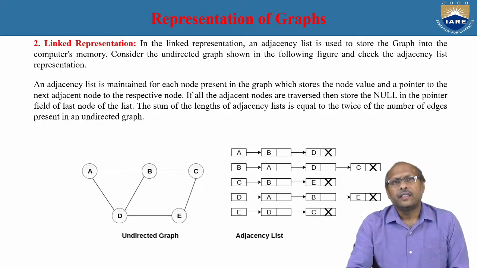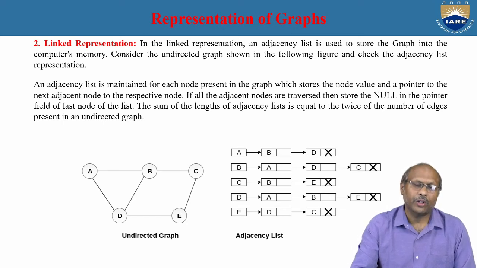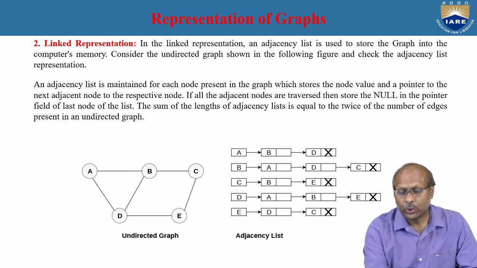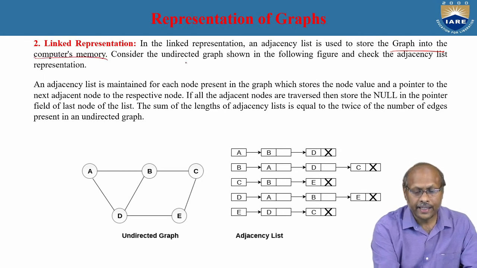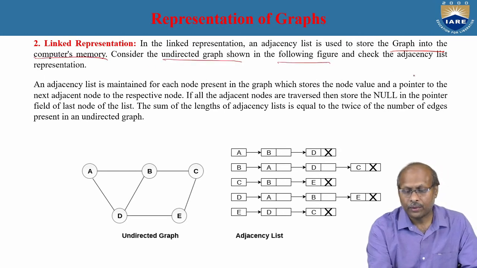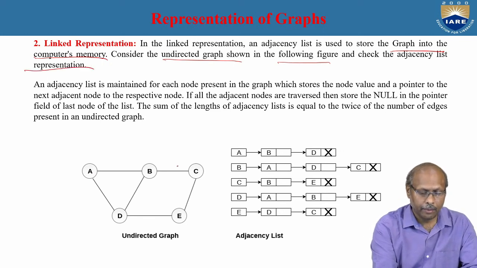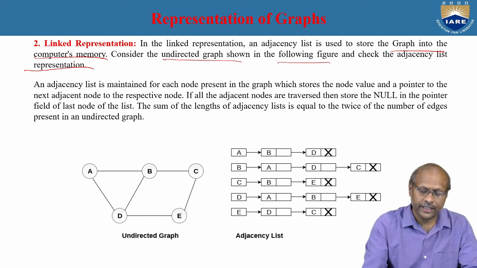Similarly, this graph can also be represented as an adjacency list, also called linked representation. In linked representation, an adjacency list is used to store the graph in the computer's memory. Consider the undirected graph shown in the figure below. Check the adjacency list representation. Here we have A, B, C, D, E. How many vertices are there? Five vertices.